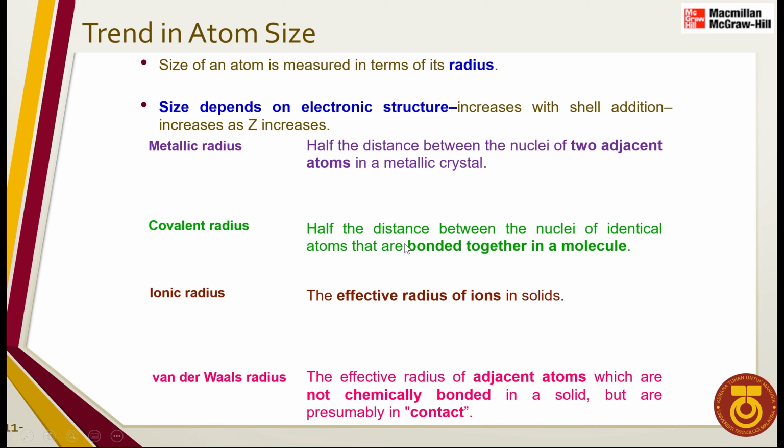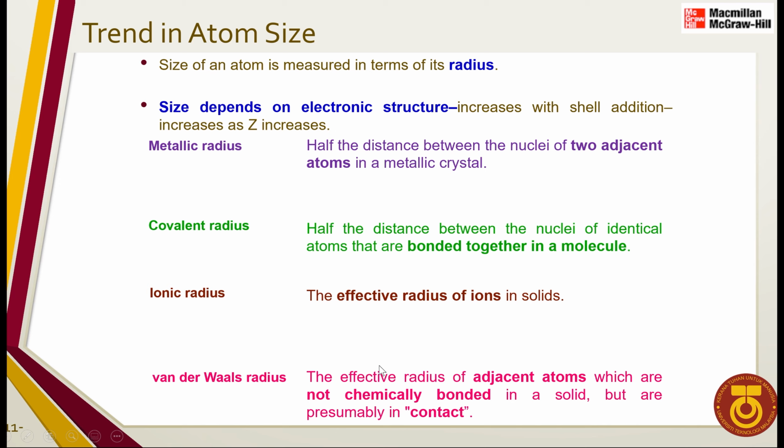Covalent radius is half of the distance between the nuclei of identical atoms that are bonded together in a molecule. Ionic radius is the effective radius of ions in a solid. Meanwhile, van der Waals radius is for atoms that are not chemically bonded, since a secondary bond is just physical. It is the effective radius of an atom adjacent to another, not chemically bonded in a solid, but presumably in contact. Contact is the important phrase that we want to emphasize here.